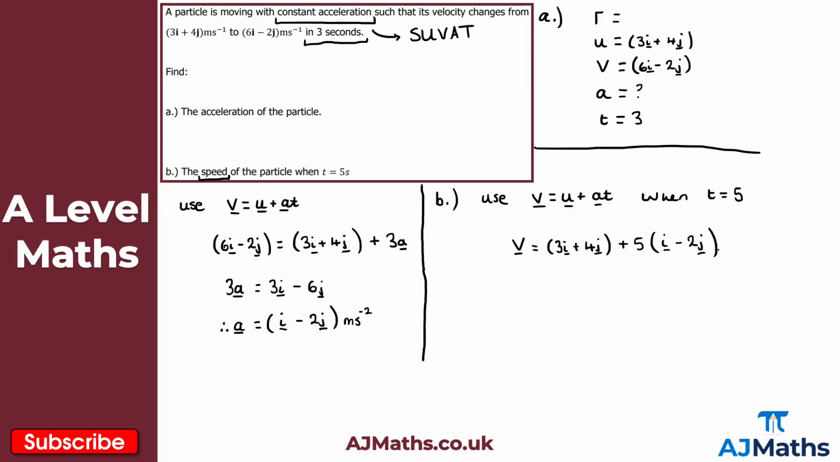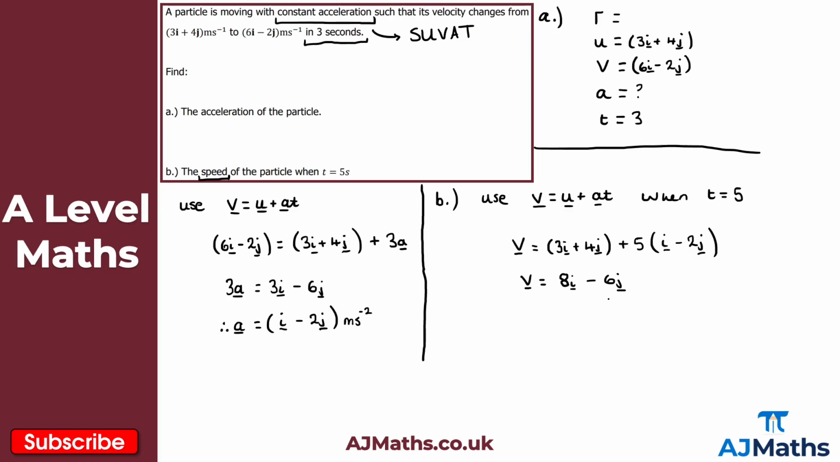If I simplify here for my velocity vector, I've got 3i plus 5i. Expanding this out, 5 times i gives me 5i, so 3i plus 5i gives me 8i for the i component. And then what about the j components? I've got 4j plus 5 lots of minus 2j, so that's minus 10j plus 4j, which gives me minus 6j.